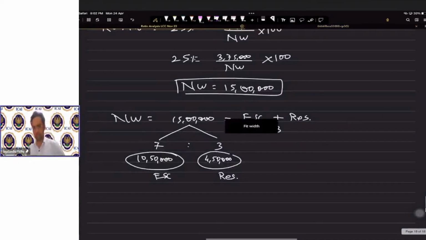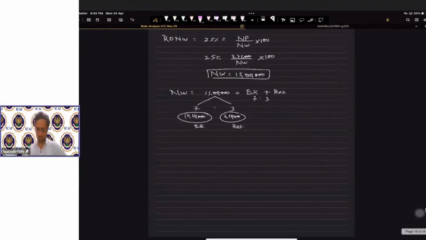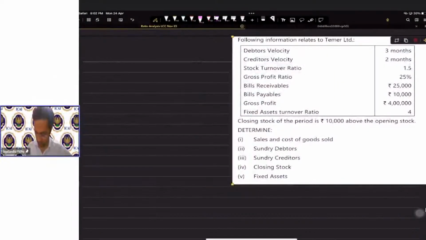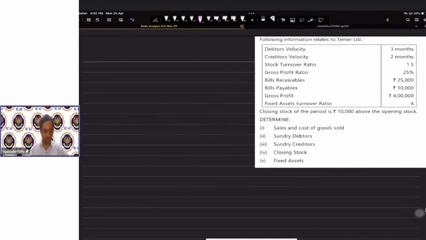We anyways have a revision class of this ratio analysis chapter. So there we'll be doing some more questions for practice also. Okay. So right now, let me take up this question number 9 from the study material.